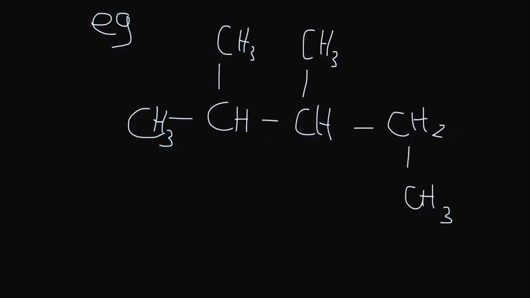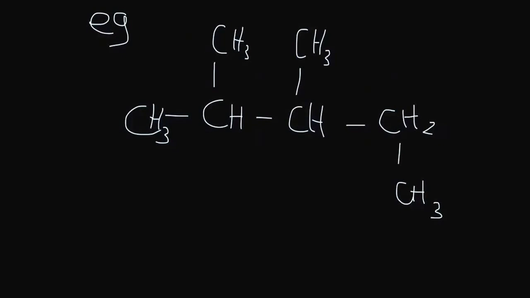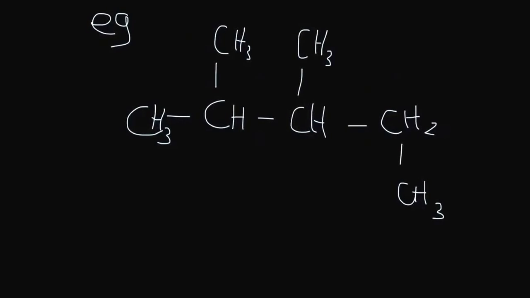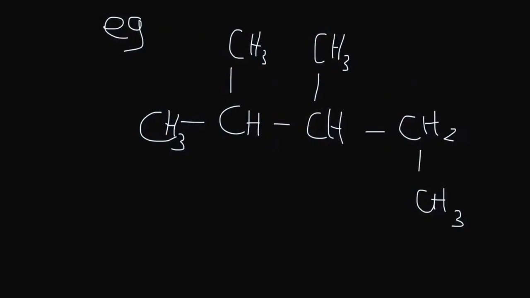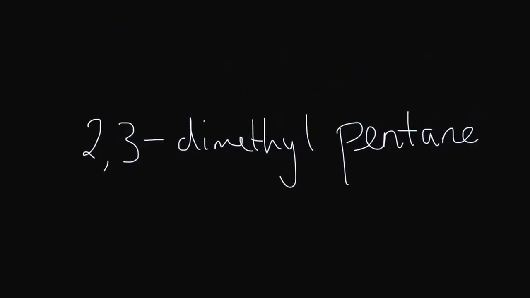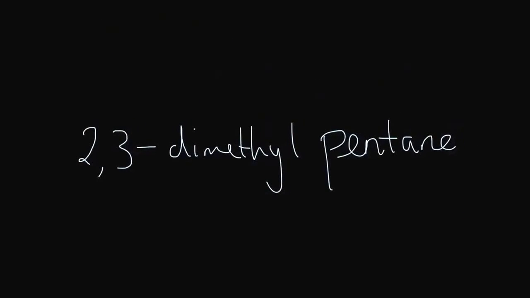So here's another one for you to try. I'll talk you through it if you wish. What is the longest chain? Okay, on the longest chain, what groups are there coming off? What branches are there? Are they the same? Number the carbons to give the lowest possible numbers for those side chains. 2,3-dimethyl pentane.